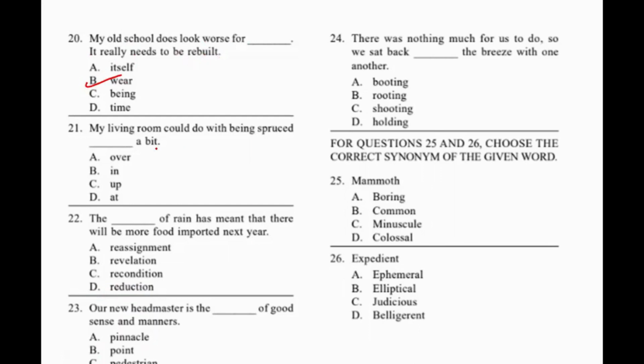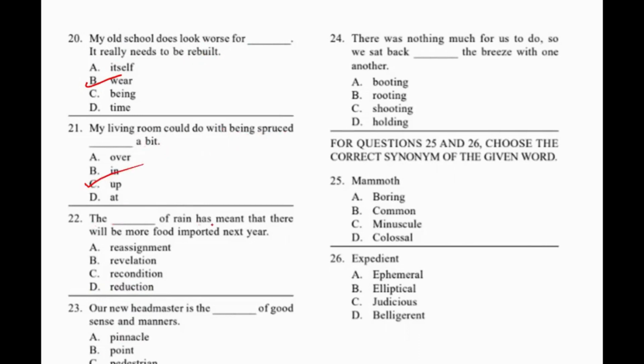Okay, next. My living room could do with being spruced up a bit. What do you mean by spruced? What is the correct phrasal verb you have to use over here? It is spruced up. It means attractive. Okay, so it is option C. My living room could do with being spruced up a bit.